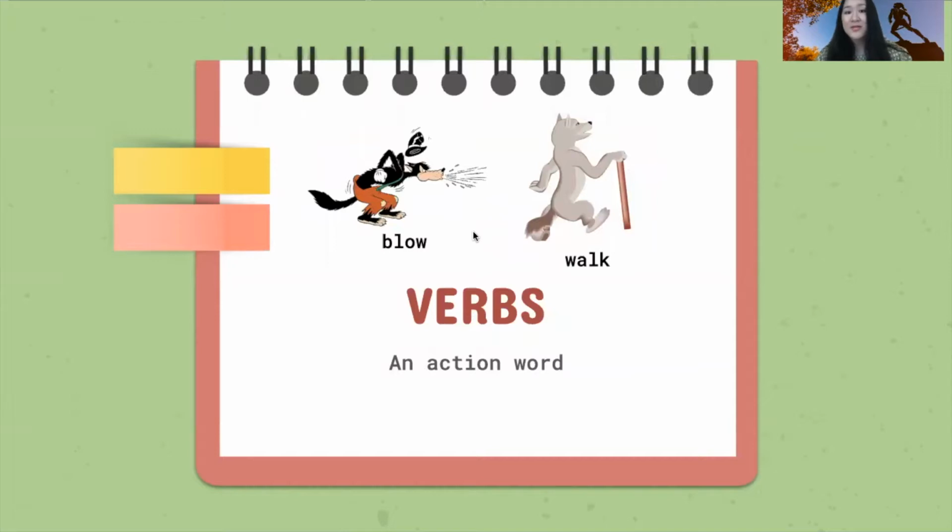Our second part of speech are verbs. Verbs are our action words. These are words that we physically can do and physically complete. For example, to blow, we can blow out a candle or blow down a house, which we'll talk about later. Or you can do things like to walk, to run, to jump, to skip, to hop. You get the idea. These are all words that we do.